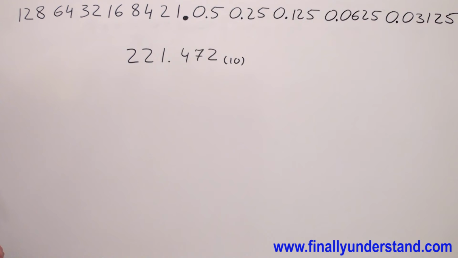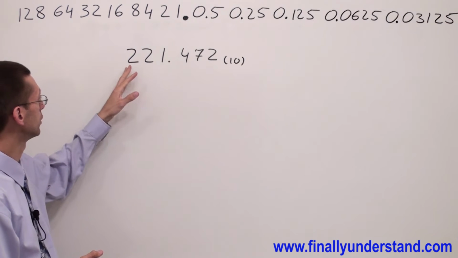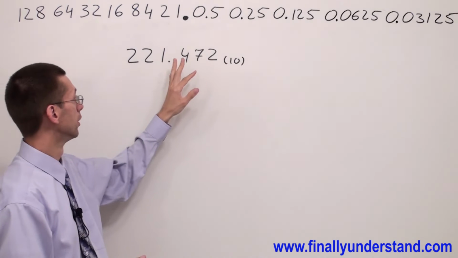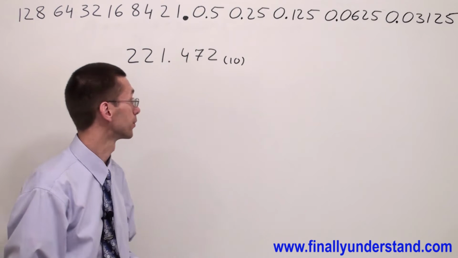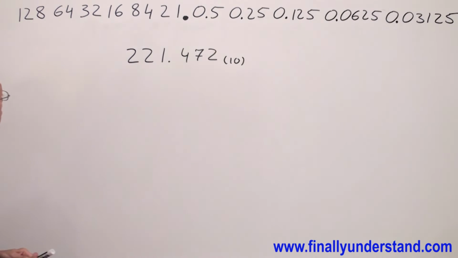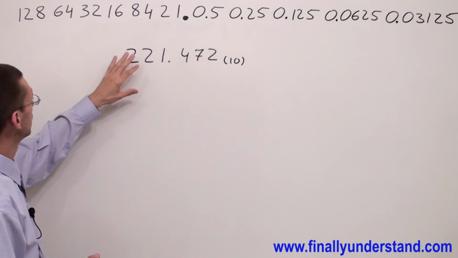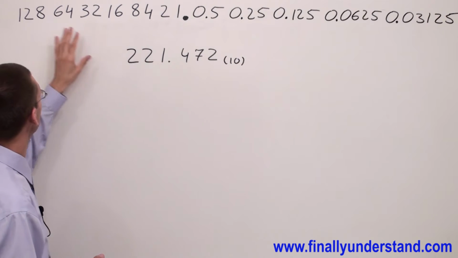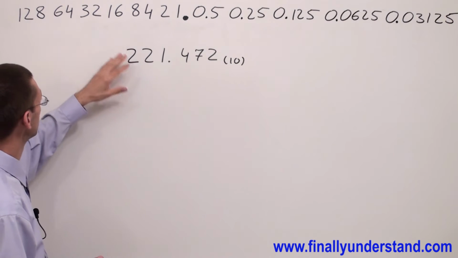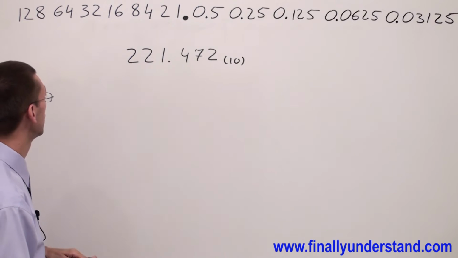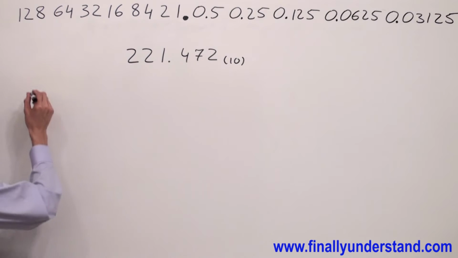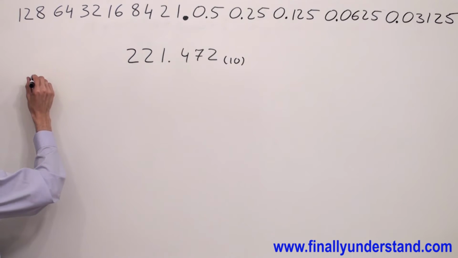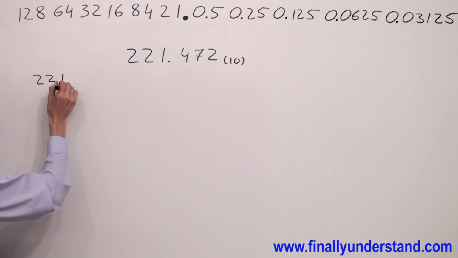This time we have a little bit bigger number than we had before. We have 221 and 472 thousandths. Now, it takes a little bit longer to find out which numbers we're supposed to add together in order to get 221. So I recommend to perform the subtraction. It's going to be much faster. And I'm going to have 221.